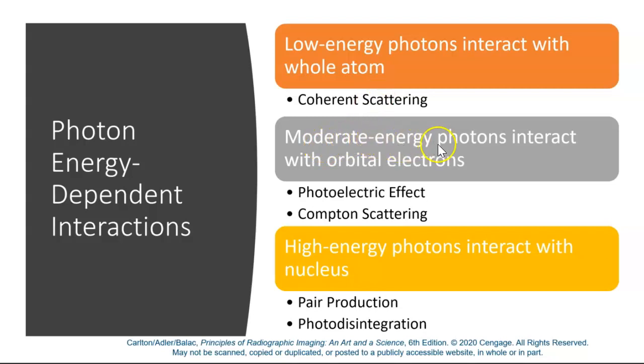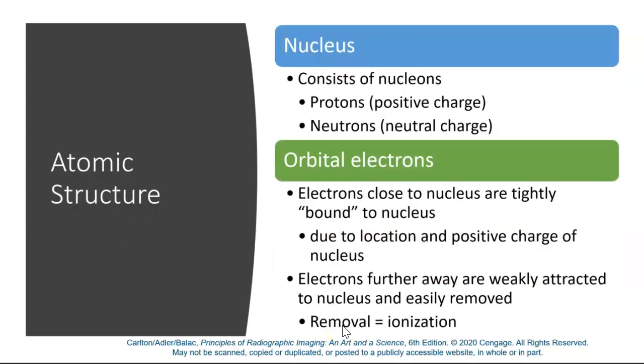Then we have a moderate energy photon interaction, and it has to do with the orbiting electrons. This moderate level has to do with diagnostic X-ray. So we're talking about the photoelectric effect, and we're talking about Compton scattering. Photoelectric absorption is another name, and I'm going to explain that to you when we get to it. So the moderate level is photoelectric and Compton. The high energy, and this is typically only radiation therapy levels, is pair production and photodisintegration. We have to touch on it, but we're not going to go real deep into them, okay?